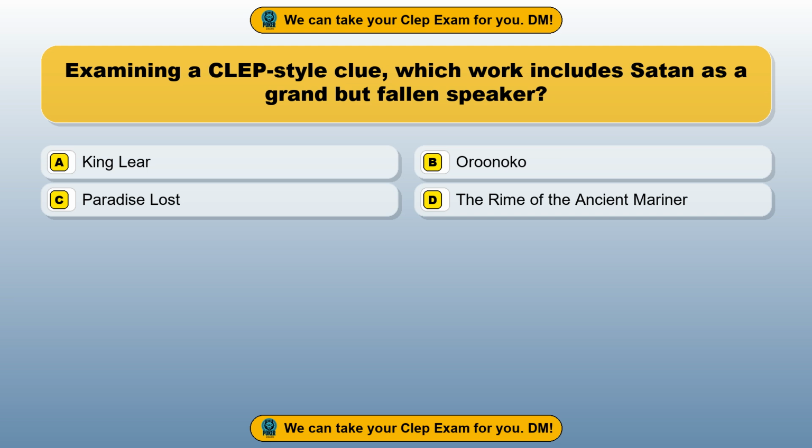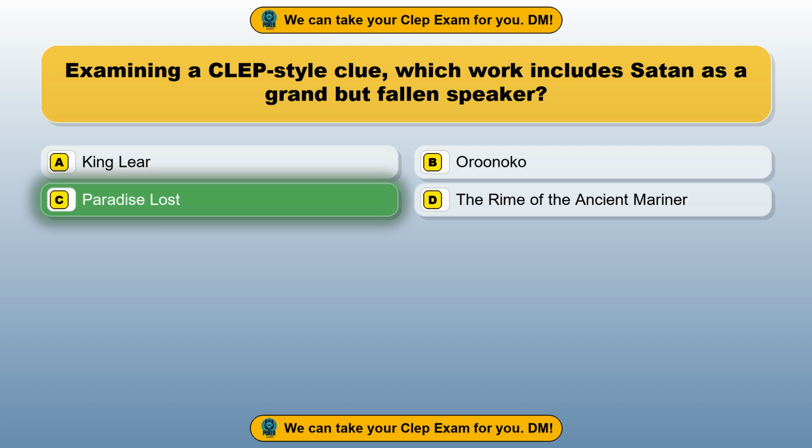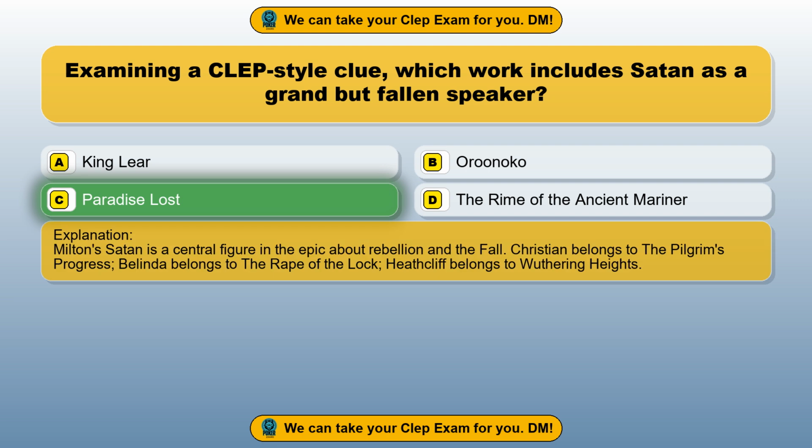Question 61. Examining a CLEP-style clue, which work includes Satan as a grand but fallen speaker? Option A, King Lear. Option B, Oroonoko. Option C, Paradise Lost. Option D, The Rime of the Ancient Mariner. The correct answer is option C, Paradise Lost. Milton's Satan is a central figure in the epic about rebellion and the fall.